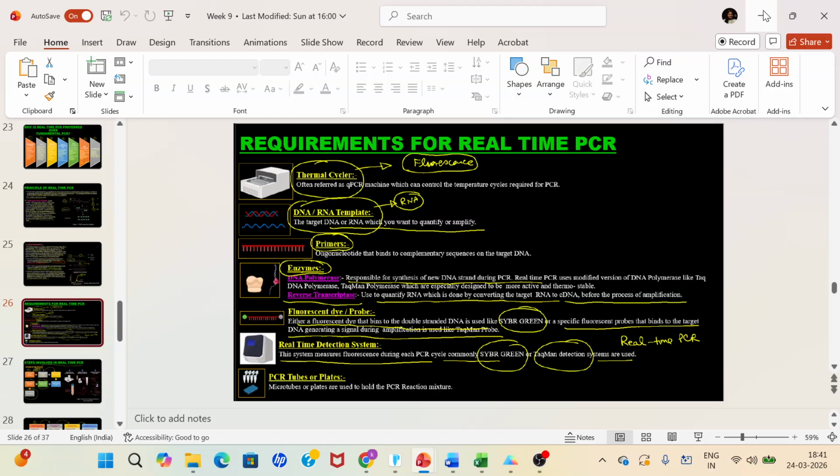What are the requirements? We need a thermal cycler again. We need a template DNA or RNA. If RNA is there, then we have to first make the cDNA, and that cDNA will be given as a template. And if you have cDNA, then you can directly go for RT-PCR. We will have to make primers, then we will need the enzymes, then the fluorescent dye or probe, and then the PCR tubes and the real time detection system. This is basically a PC kind of thing where the graphs form as your amplification happens.